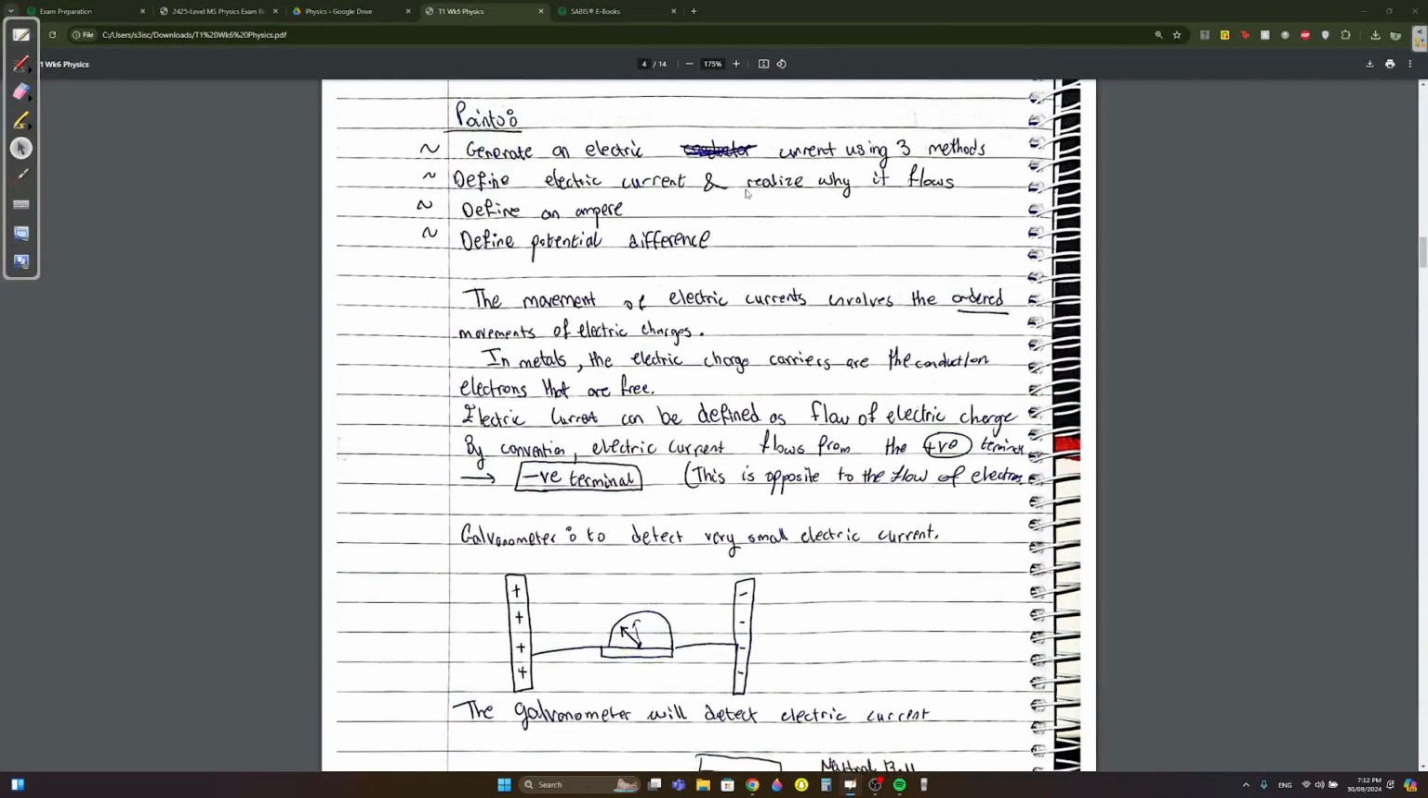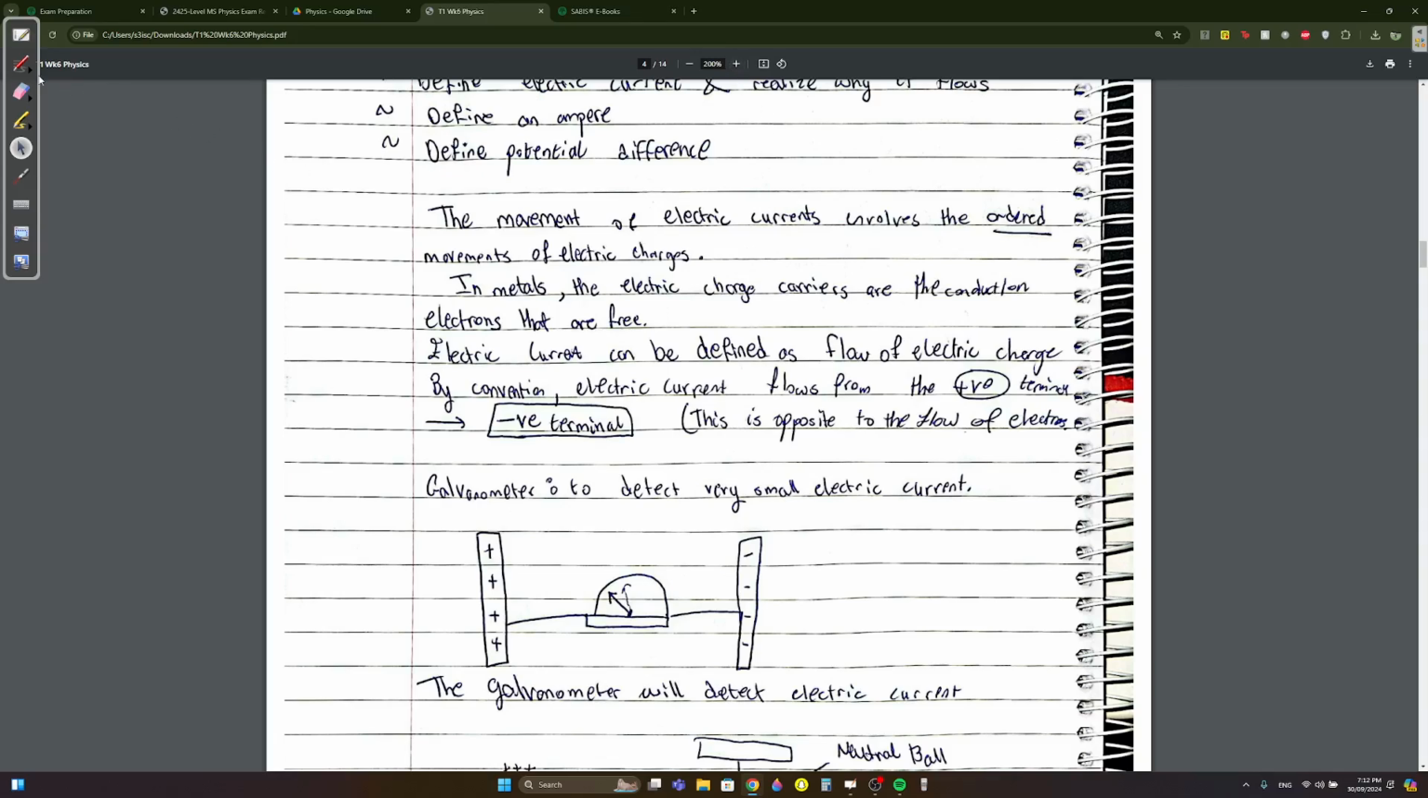Okay. The movement of electric currents involves the ordered movement of electric charges. What do I mean by ordered? I mean it moves from positive to negative. Okay. In metals, the electric charge carriers are the conduction electrons that are free. In metals, who carries the charges? The free electrons. Okay. You have to know this. Electric current can be defined as the flow of electric charge. By convention, electric current flows from positive to negative. Okay. This is opposite to the flow of electrons. Electrons flow from negative to positive. Okay, this is important.